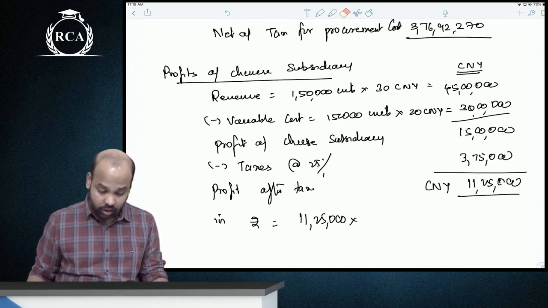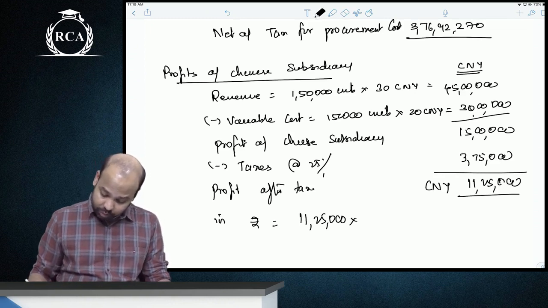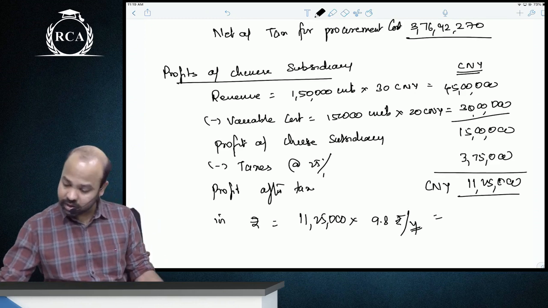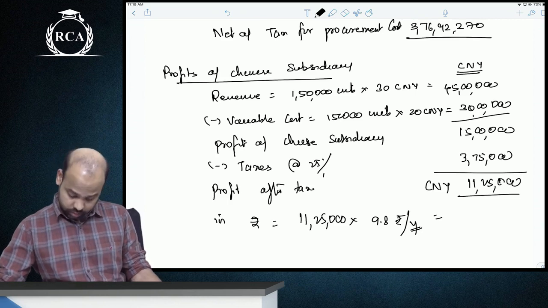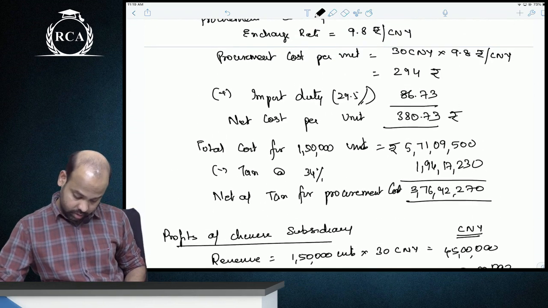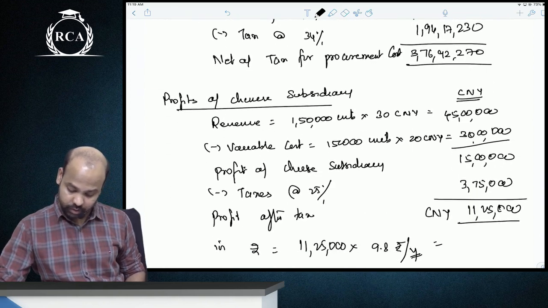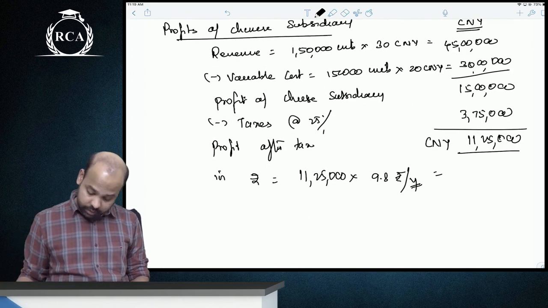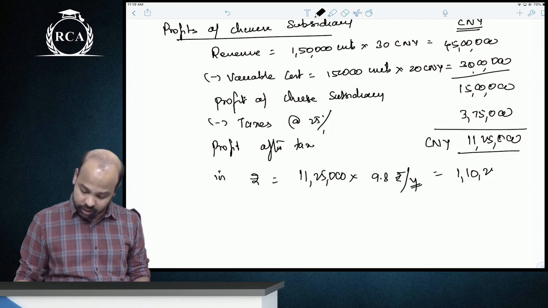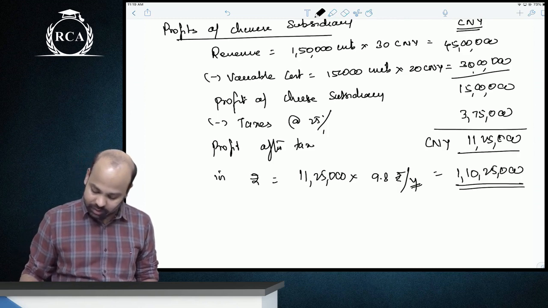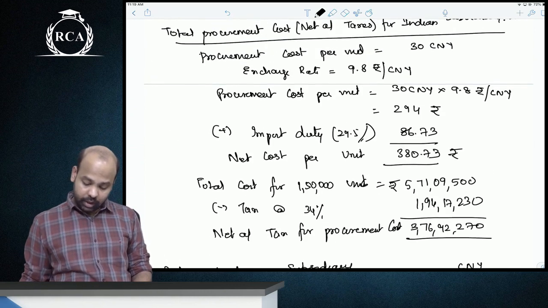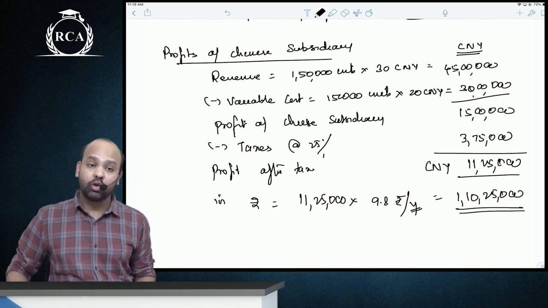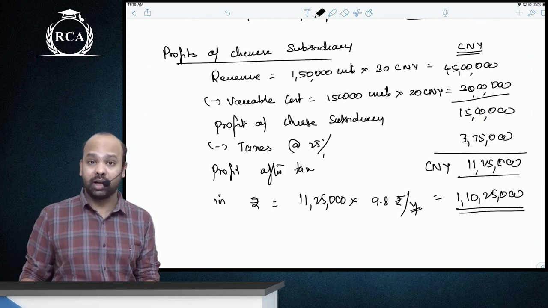That is yuan to dollar. We want rupees. 9.8 rupees per yuan. So this would be 11,25,000 into 9.8, guys. 1 crore 10 lakhs 25,000. Due to our procurement, our own subsidiary is making a profit of 1 crore 10 lakhs 25,000. I repeat, due to our procurement, our own subsidiary is making a profit of 1 crore 10 lakhs 25,000.